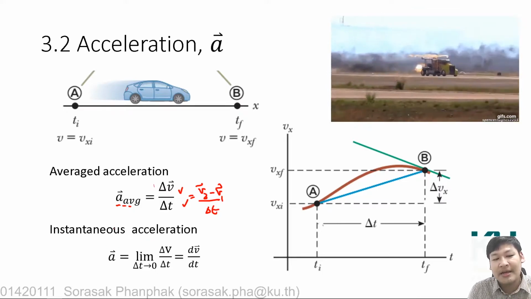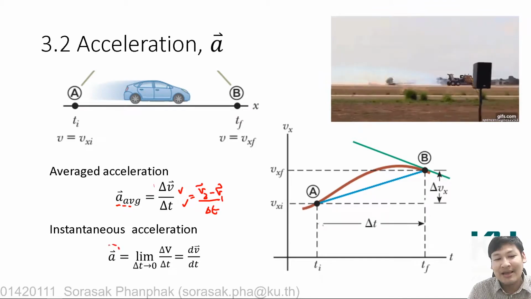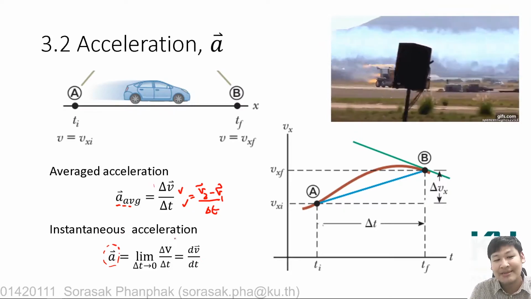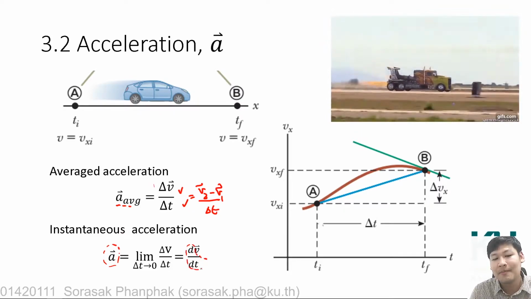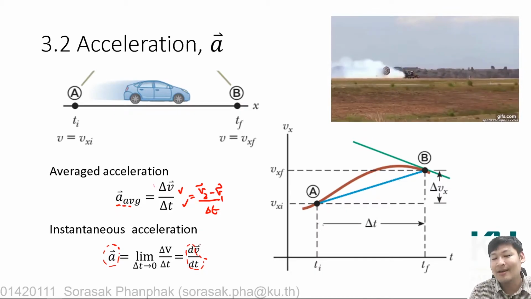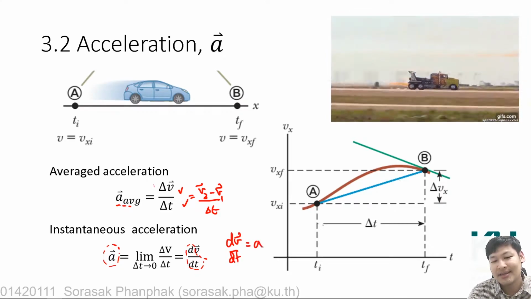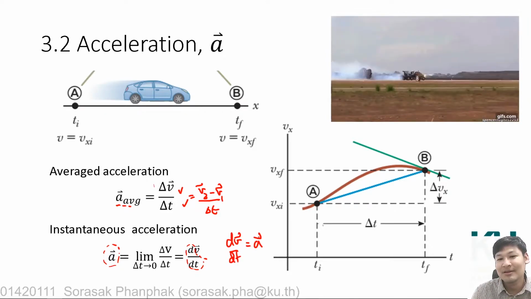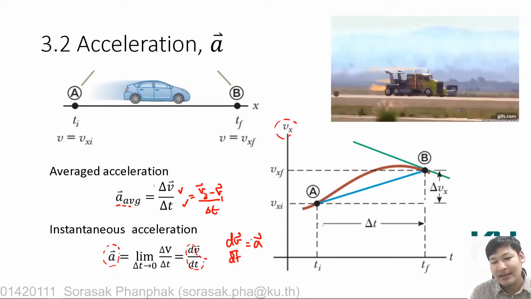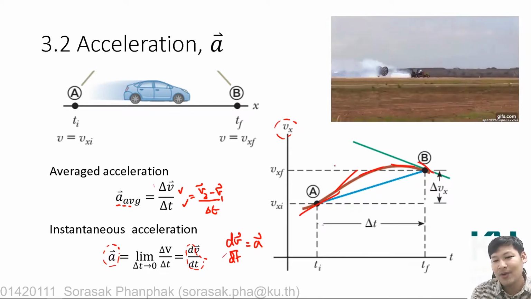And how about the instantaneous acceleration? It is the acceleration at one specific time point. So what you do for the instantaneous one is use differentiation with respect to t, dV by dt, so that you get the instantaneous acceleration. It means that if you have the V-t graph, the derivative of V is the slope of the V-t relation.